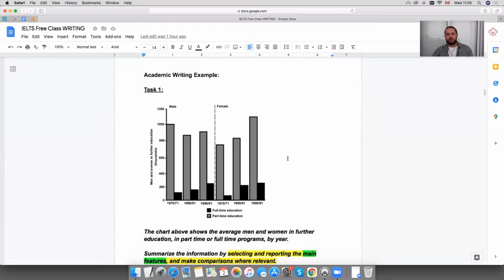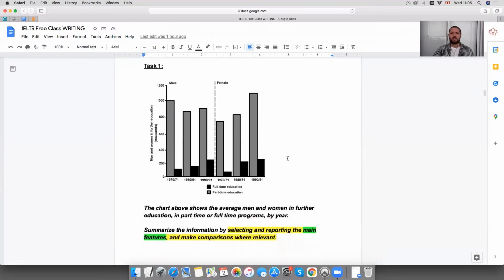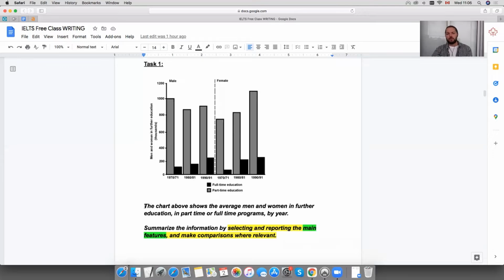On the other side, we have the academic test, and we can already see task 1 is very, very different from writing a letter or a correspondence. Let's look at the information and at first make sure that we understand what we're seeing. We have a comparison between male and female, men and women. In further education, suggesting college or university, we see a comparison between full-time education and part-time education, and between the years of 1970 to 1990. The question says, the chart above shows the average men and women in further education in part-time or full-time programs by year. Okay, good. We understood the information that's being presented to us.